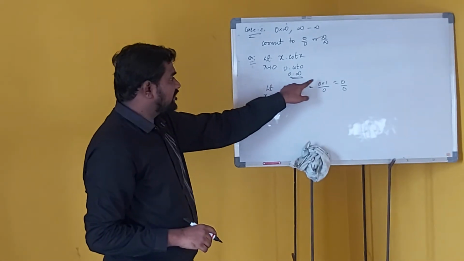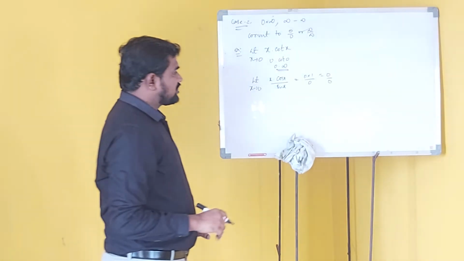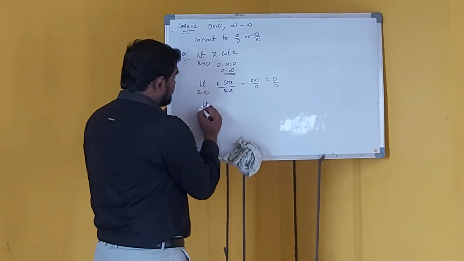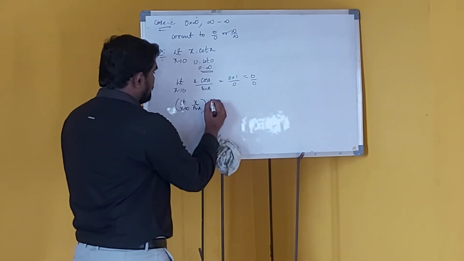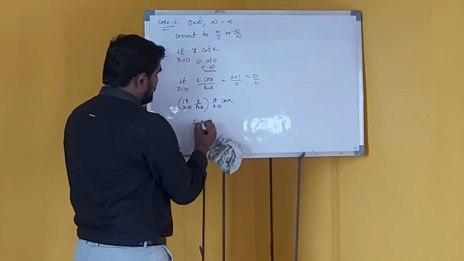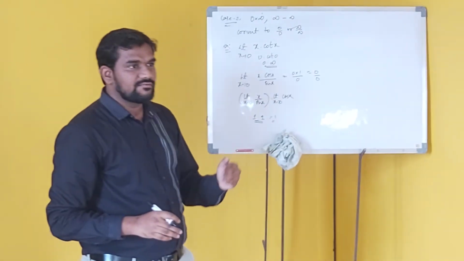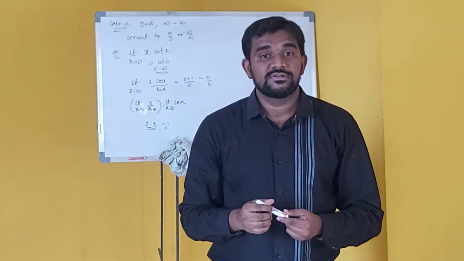Earlier it was 0 into infinite. By just modifying, I have it like 0 by 0 form. So what will I do now? I will just segregate it into limit x extends to 0 of x by sin x, and limit x extends to 0 of cos x, which is like 1 into 1. The answer will be 1. That's very simple. You have to convert it to 0 by 0 or infinite by infinite.